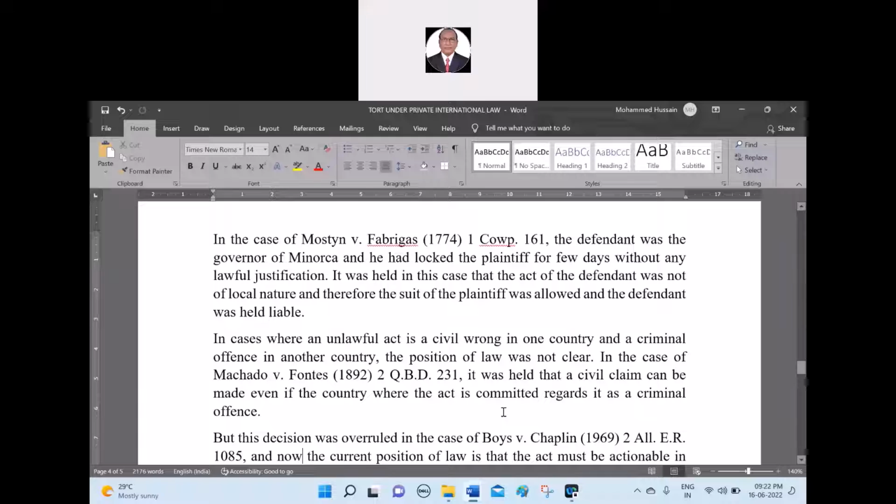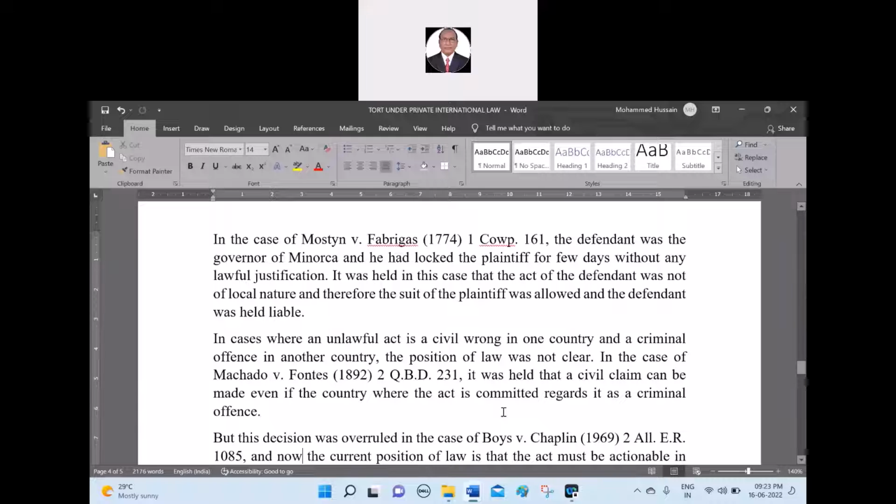I told you, if you say to an unmarried girl or a woman, you are pregnant, it amounts to defamation and it is a criminal wrong in India. What about in Tanzania? Here there is no defamation for that. So defamation varies from country to country. In one country it is a civil wrong, in another country it is a criminal wrong. Here, it is neither a civil wrong nor a criminal wrong, but in India it is a criminal wrong. So the same thing is being said here: an unlawful act is a civil wrong in one country and a criminal offense in another country, and the position of law was not clear.